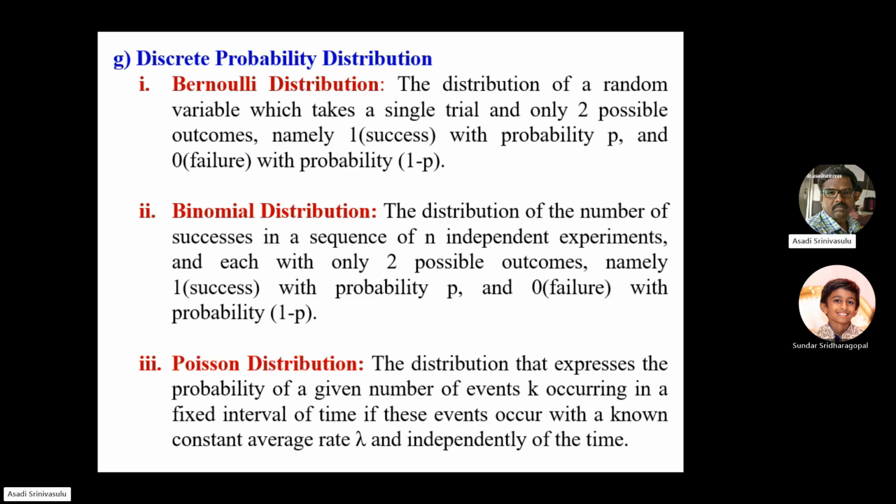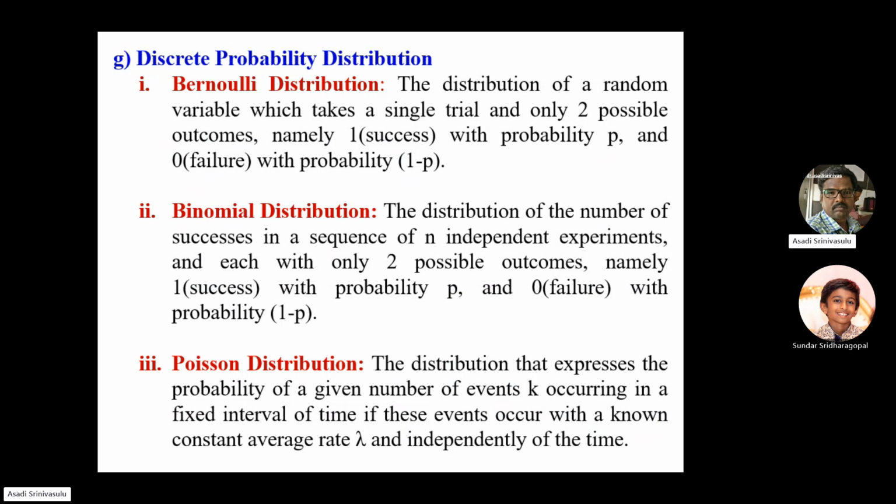Then the discrete probability distribution, we have three approaches like Bernoulli distribution, binomial distribution, and Poisson distribution. Bernoulli distribution is nothing but a distribution of a random variable which takes a single trial and only two possible outcomes, namely 1 for success with probability p and 0 for failure with probability 1 minus p.